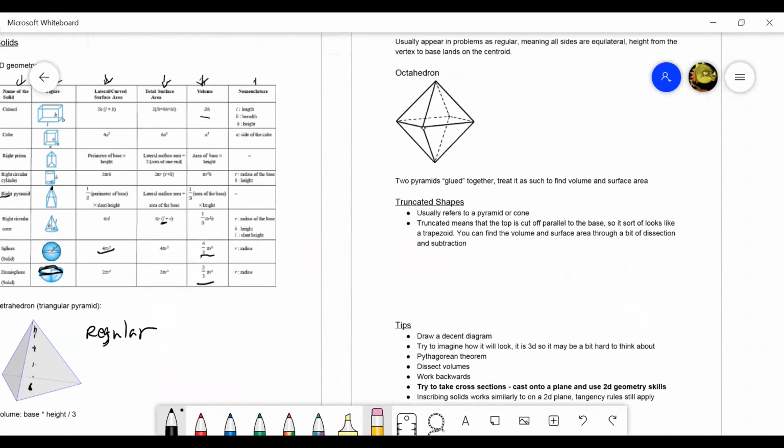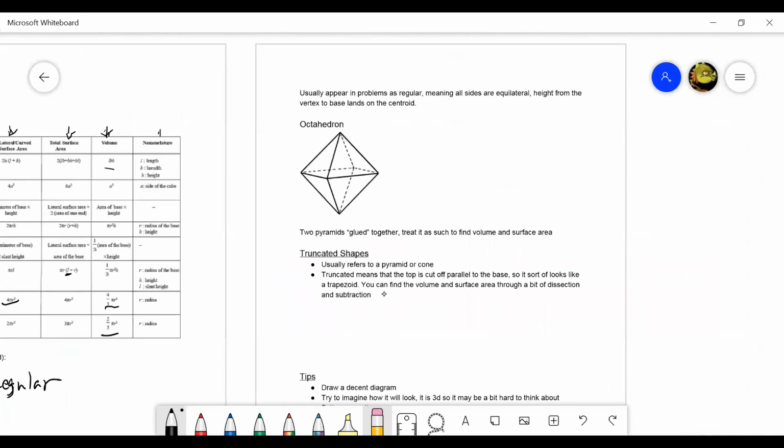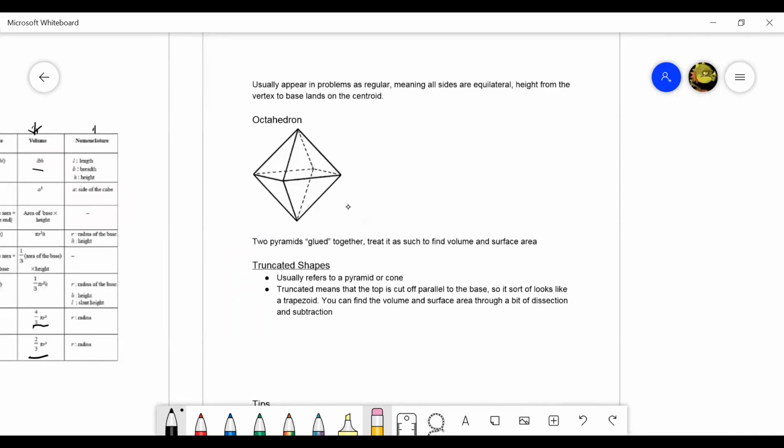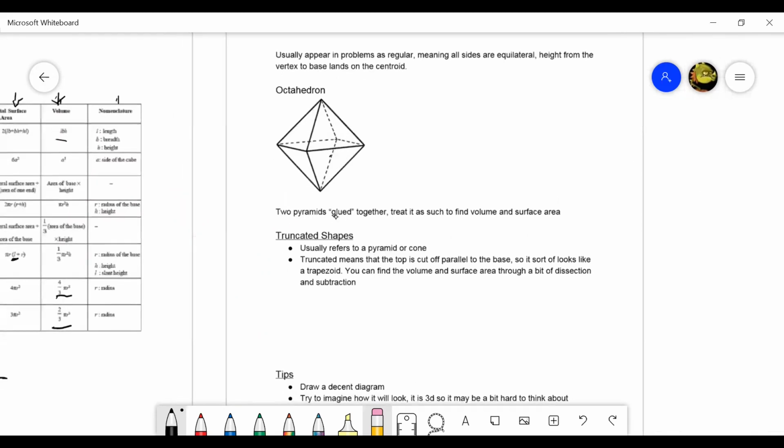So another shape you might see is an octahedron, and this is simply just 2 square pyramids glued together. And it's called an octahedron because it has 8 faces. Usually these octahedrons are going to be, well, not necessarily equilateral, but the two pyramids are going to be congruent, and you would find their volume and surface area by just treating the pyramids separately and adding them. So again, the only thing you really know about octahedrons is how they're constructed. Everything else can be figured out from previous information.